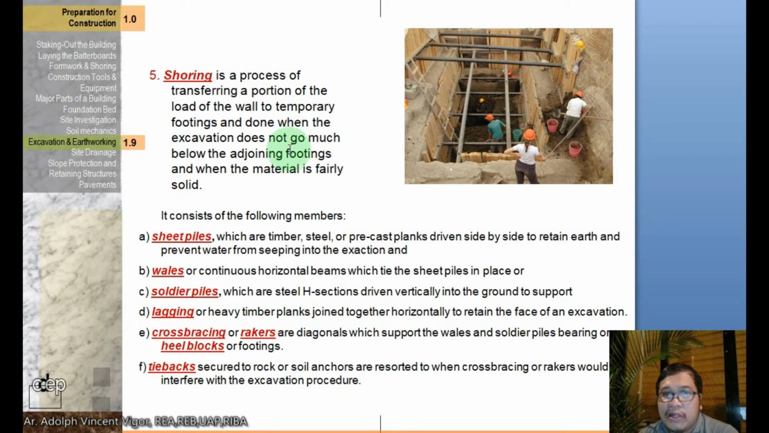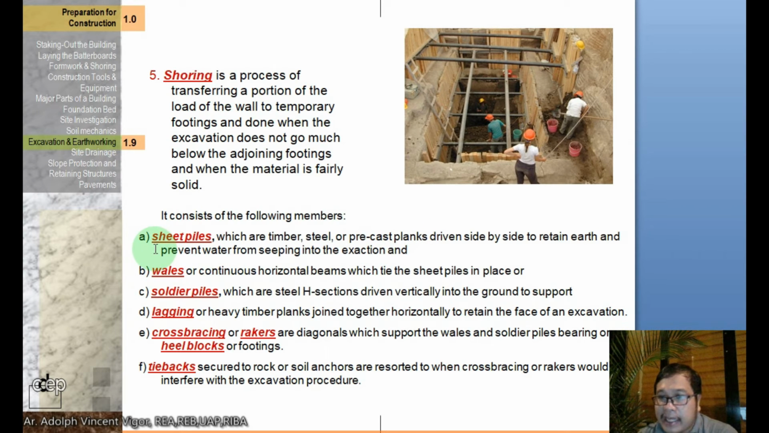Then you have the fifth, the shoring, which is the process of transferring a portion of the load of the wall to temporary footings, and is done when the excavation does not go much below the adjoining footings and when the material is fairly solid. So this is what you call shoring here. It consists of the following members.